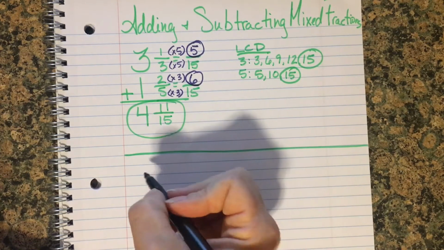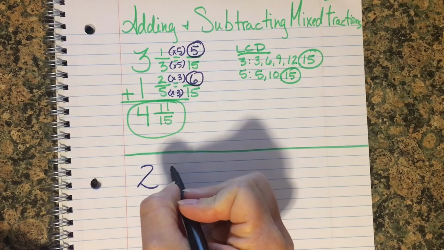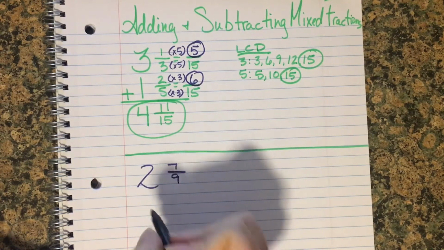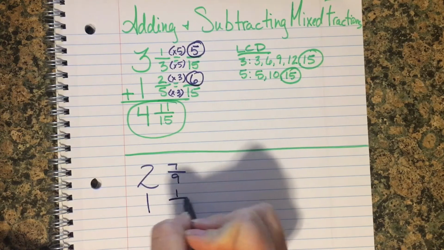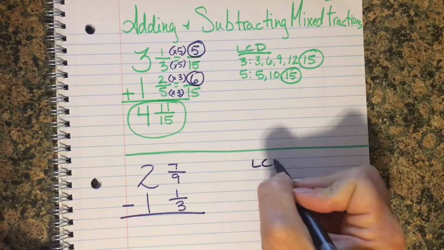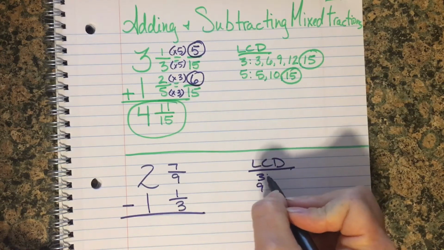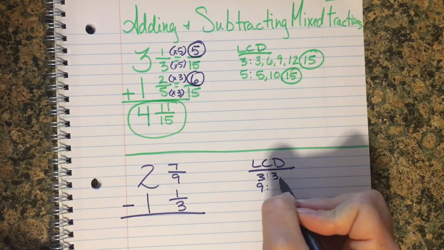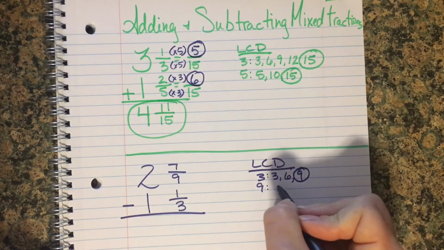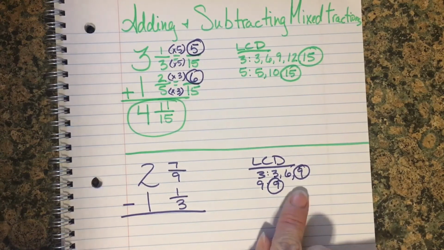So if I have 2 7/9 minus 1 1/3, I'm going to do the exact same steps, LCD of 3 and 9. Most of you guys are already thinking, I know it's 9, but sometimes it helps to write these out until you get the hang of it. Once you have them all memorized, you can drop this part.